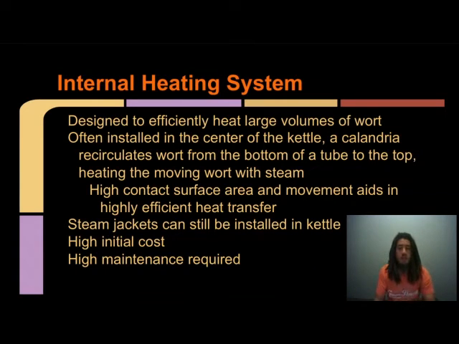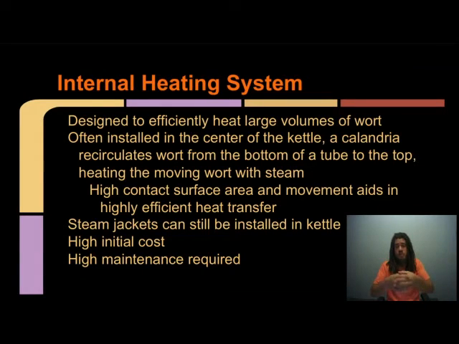Okay, so internal heating systems. This is an extremely efficient way of boiling, designed to efficiently heat large volumes of wort. Often installed in the center of a kettle, it's called a calandria. It recirculates the wort from the bottom of a tube all the way up to the top. It pulls the wort in at the bottom and shoots it all the way to the top and uses a cone there. It hits the bottom of the cone and sprays back down. The beauty of these is that as they go through this cone, the cone is actually insulated and has jackets in it.